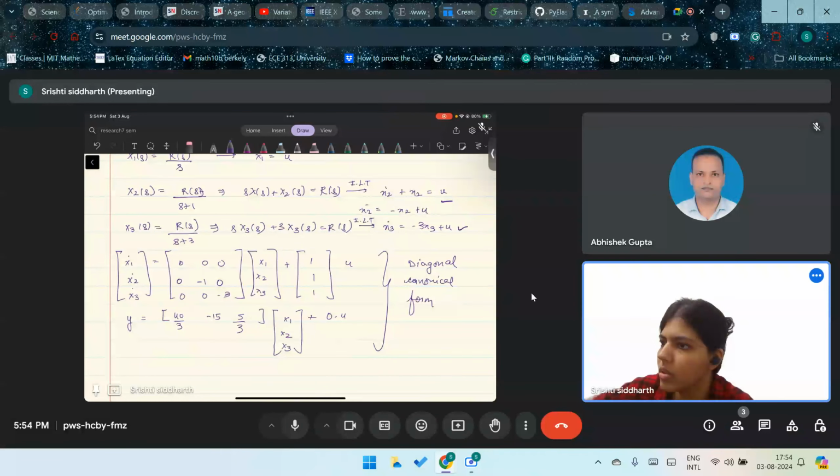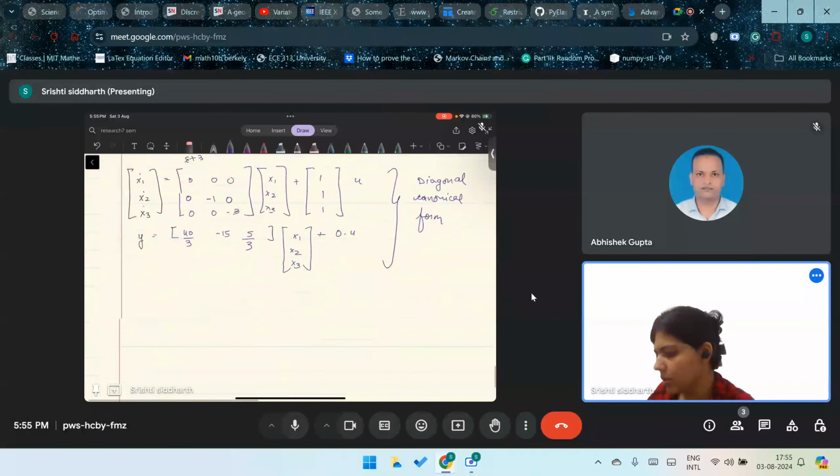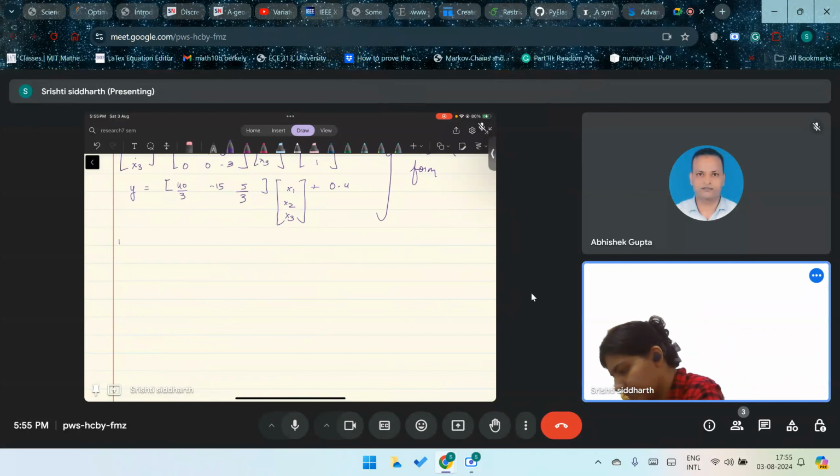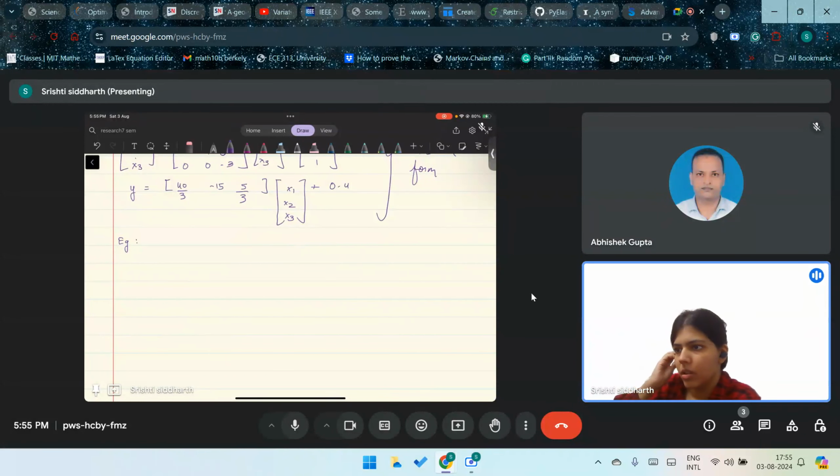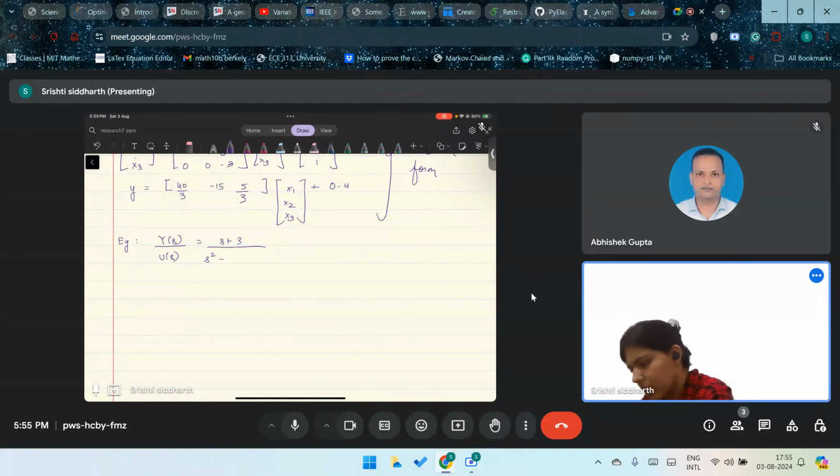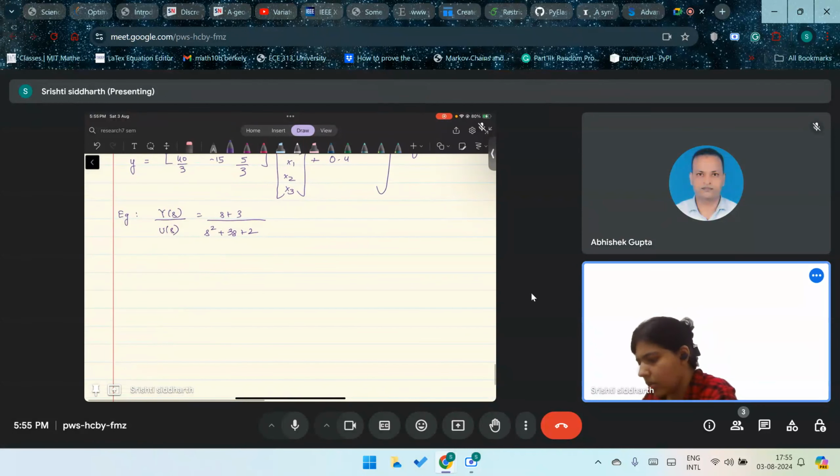Now let's look at some other example. Okay. So we have a transfer function again. Y(s) over U(s) equals s plus 3 over s square plus 3s plus 2. So obtain the diagonal form.